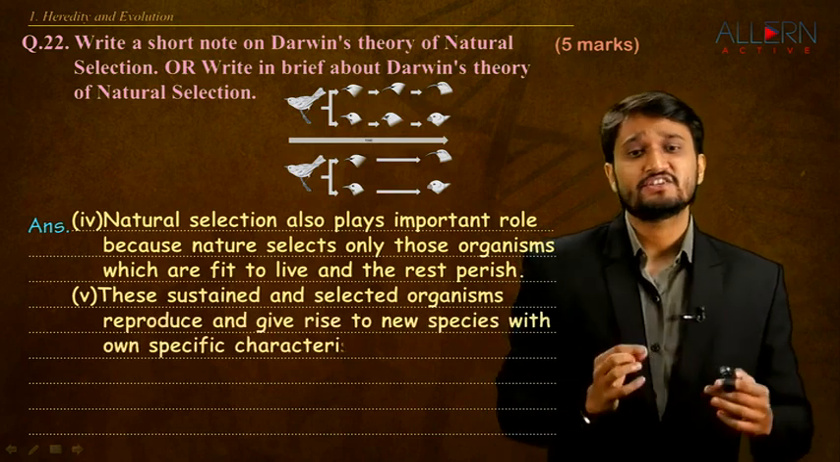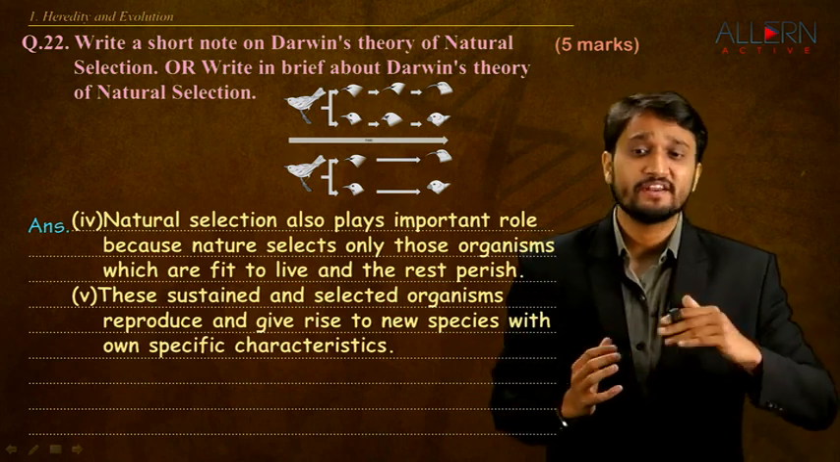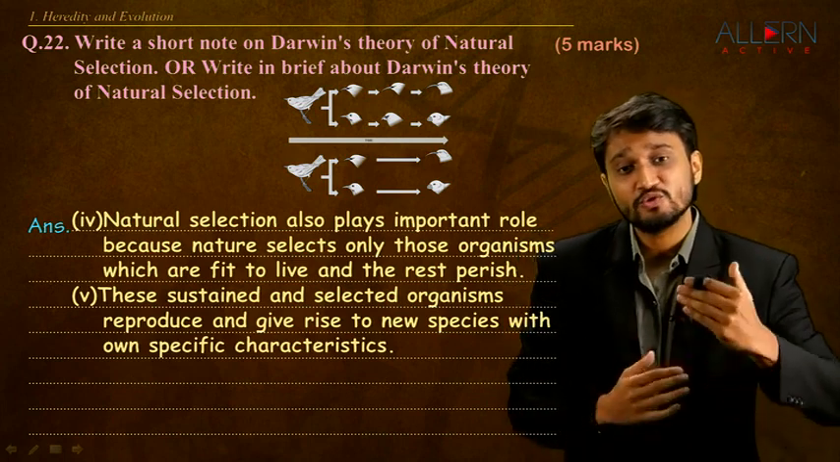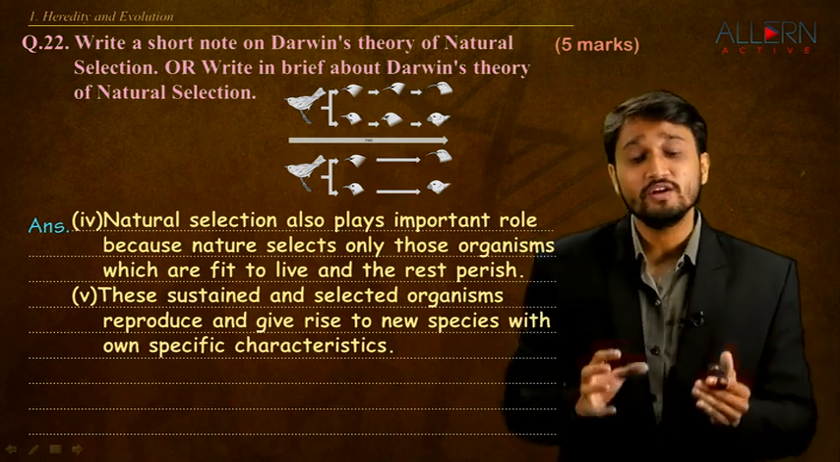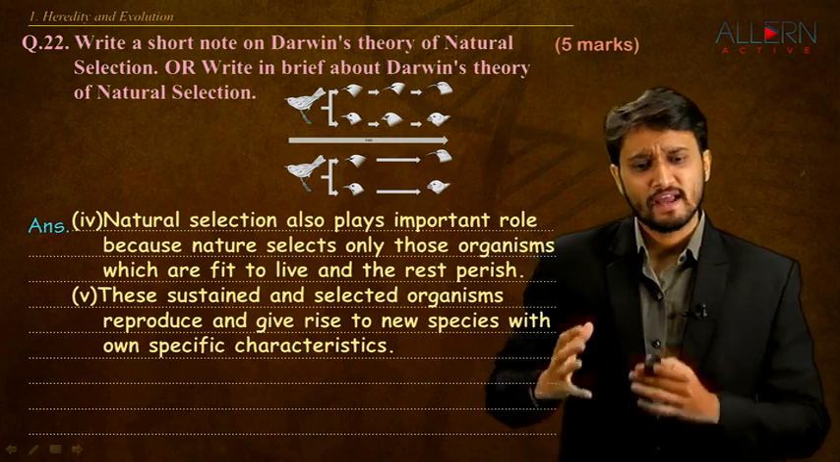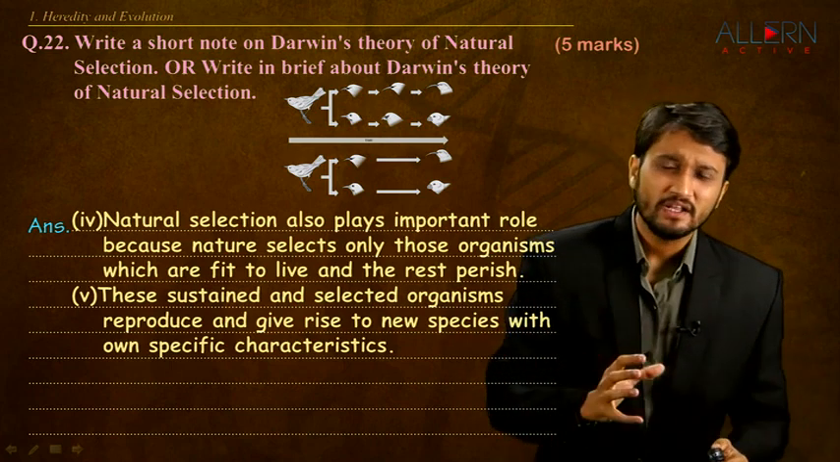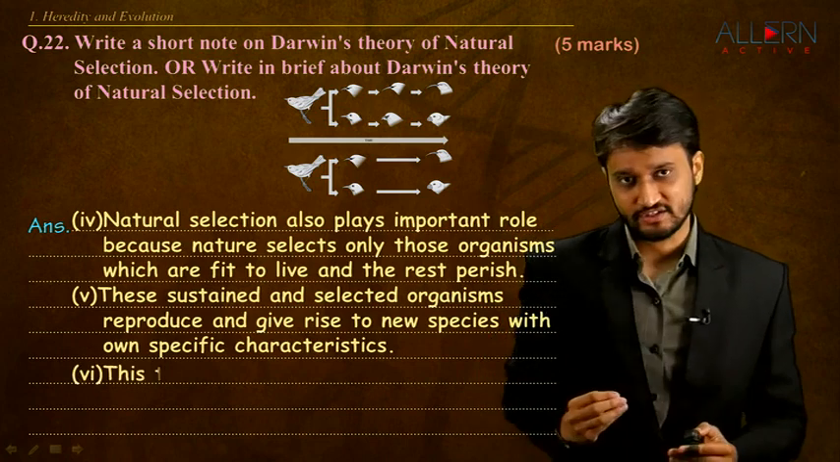So these sustained and selected organisms are able to reproduce. They are able to pass on their DNA to the next generation, and they give rise to new species that have their own specific characteristics. So this theory of Darwin has been accepted and we still study it to date, but there are a few objections that were raised for this theory.